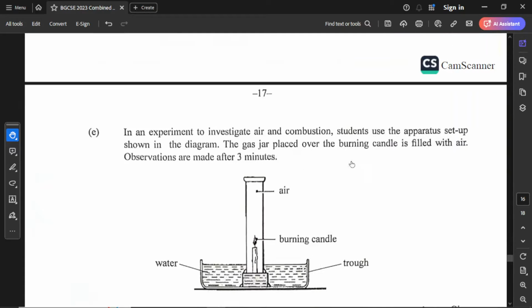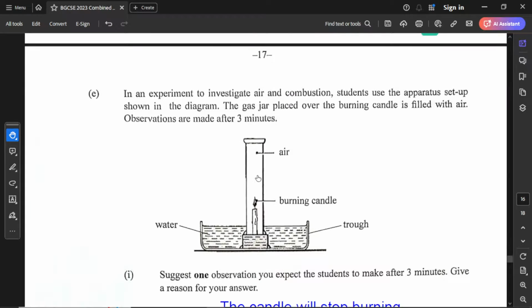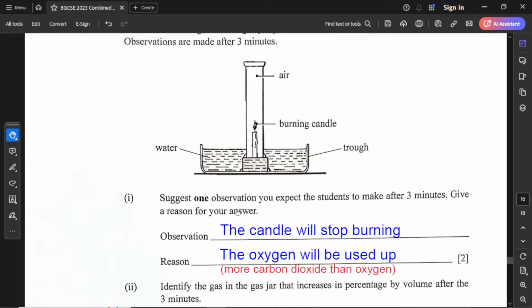Part C is that in an experiment to investigate air and combustion, students use the apparatus setup shown in the diagram. The gas jar placed over the burning candle is filled with air. Observations are made after 3 minutes. So notice we have air on top of the candle, we have a burning candle, we have a trough, and we have the water. Now, it suggests one observation you expect the student to make after 3 minutes. Give a reason for your answer.